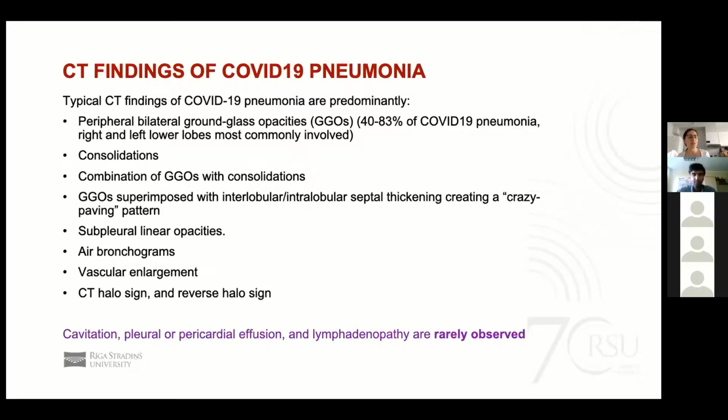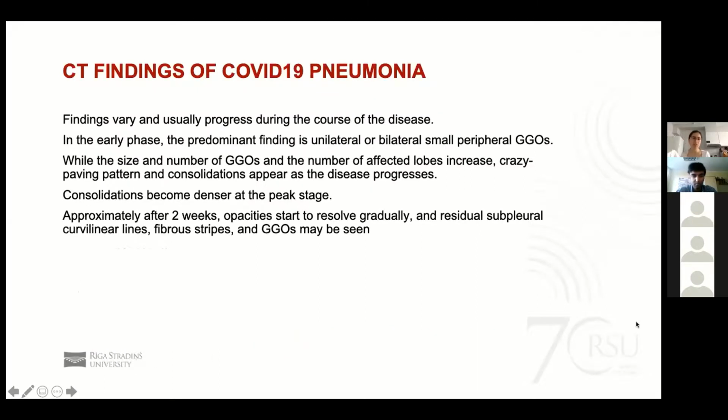And as I said, air bronchograms can also be seen, vascular enlargement, like blood vessel enlargement, increase in size, and also CT halo signs, which basically mean like this black hole with a white line located around it, and also reverse halos. I will show what that really means, but they're strange terms. And also we can see cavitation, also pleural or pericardial effusion, and lymphadenopathy, and these are rarely observed, but you can have them.